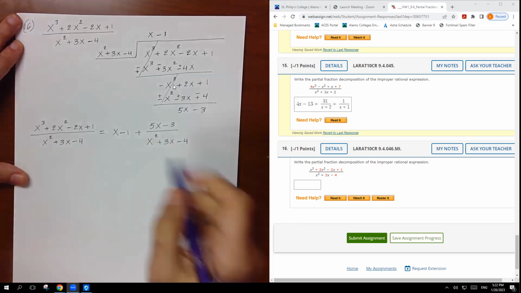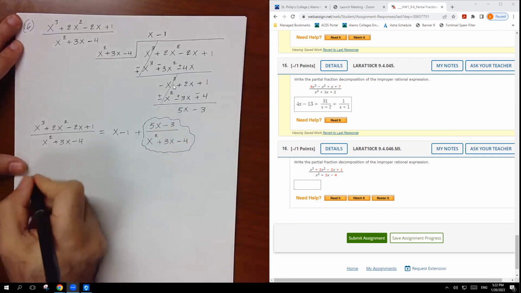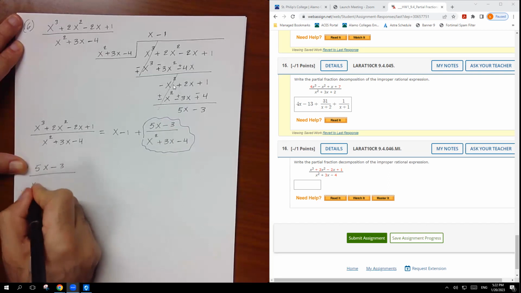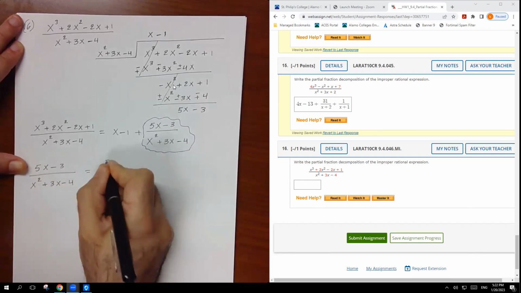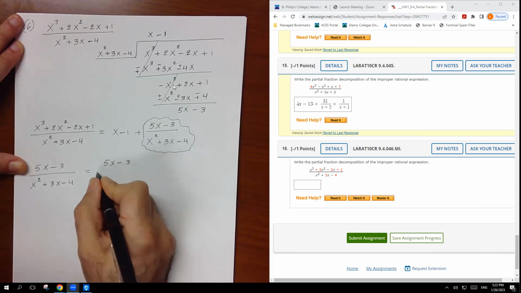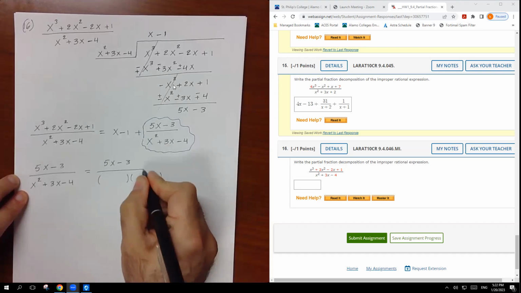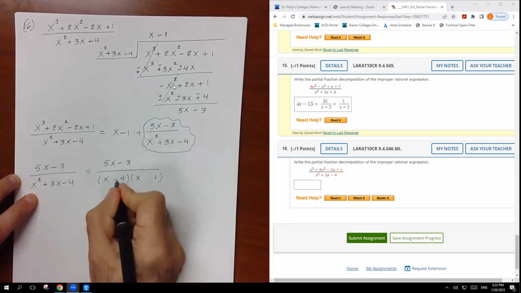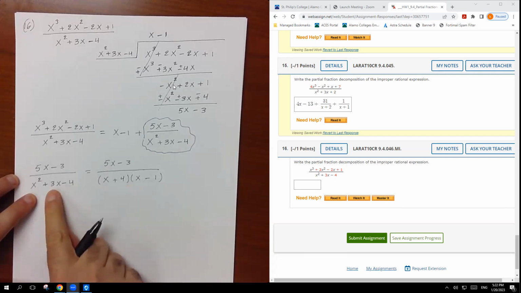Now I need to find the partial fraction for this one. So I'm going ahead and writing down everything here. Again, 5x minus 3 divided by x squared plus 3x minus 4. I'm going to factor the denominator. If you factor this one, you're going to use 4 and 1. So I'm going to open two parentheses, x, and put 4 and 1. The sign is a plus, so I'm going to say plus 4 and minus 1. 4x and negative 1x added is going to be 3x. So that means this is right.